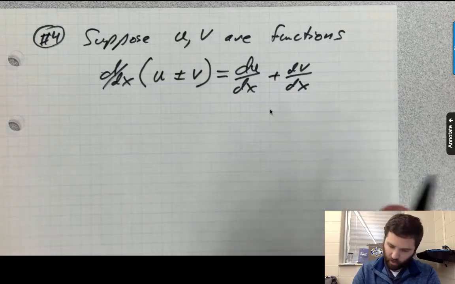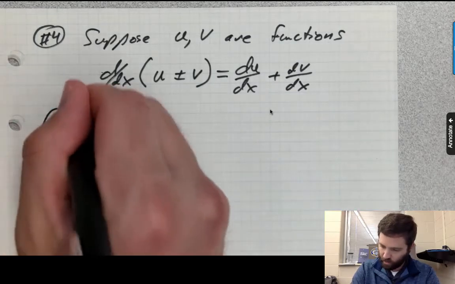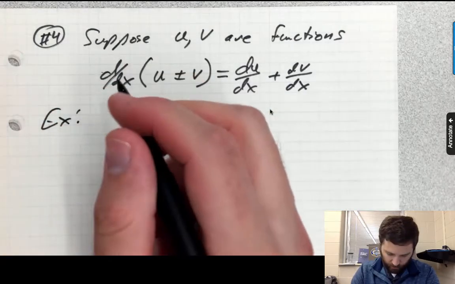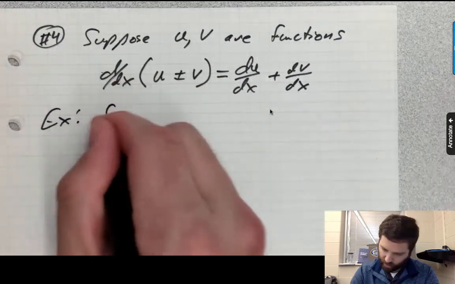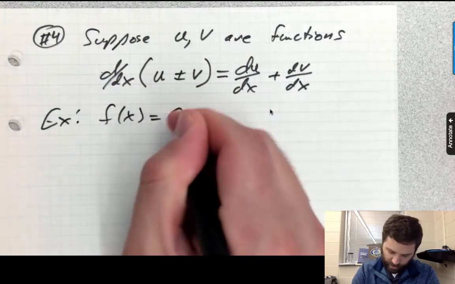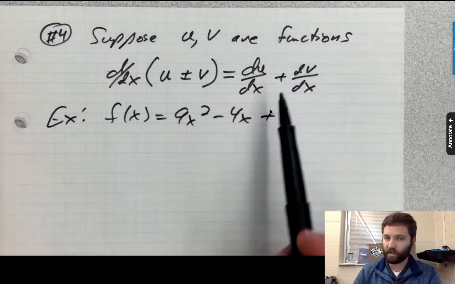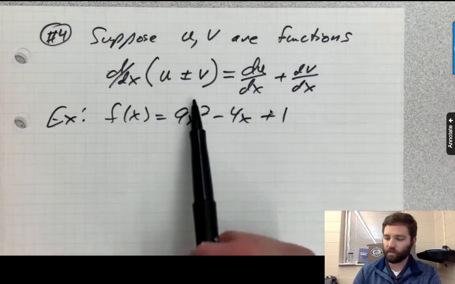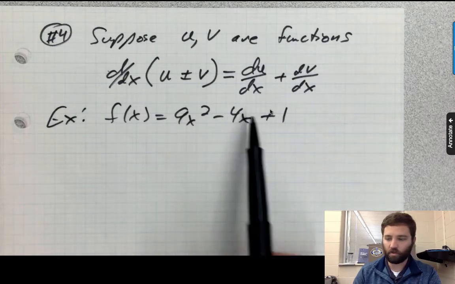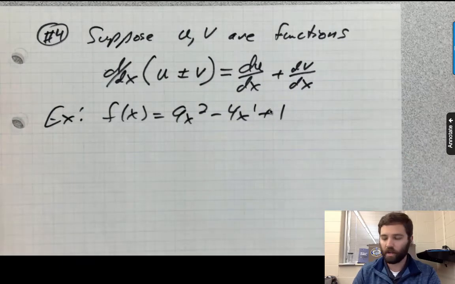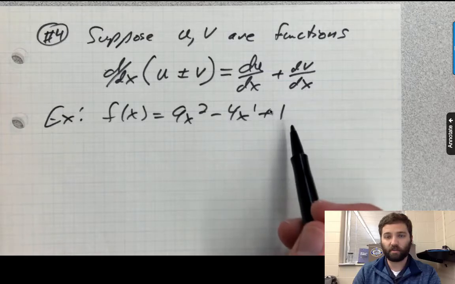Just as a quick example of this, what you can do is take f of x equals 9x squared minus 4x plus 1. And I can apply several rules here. This one would be a power rule. This one would be a power rule as well. The power is 1. And then this one is the derivative of a constant rule.